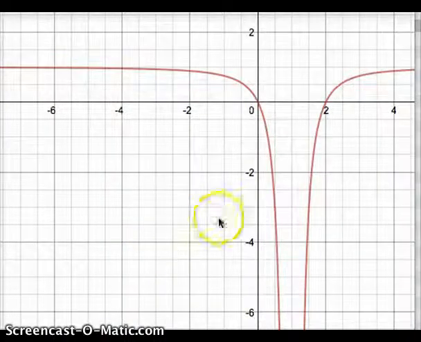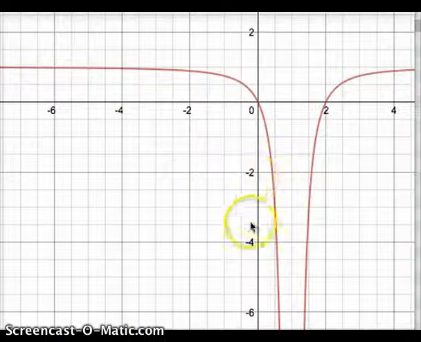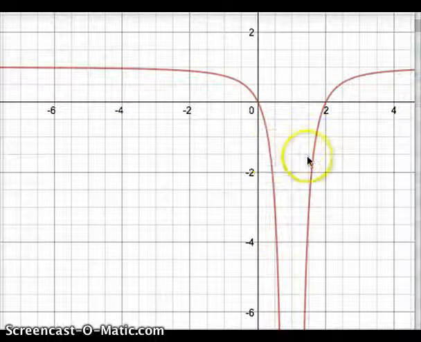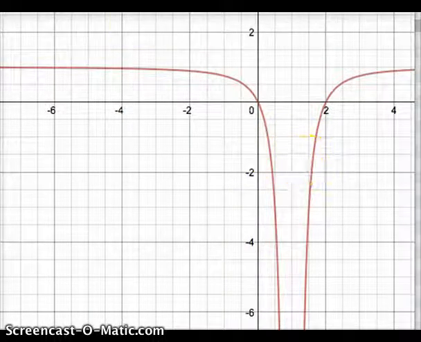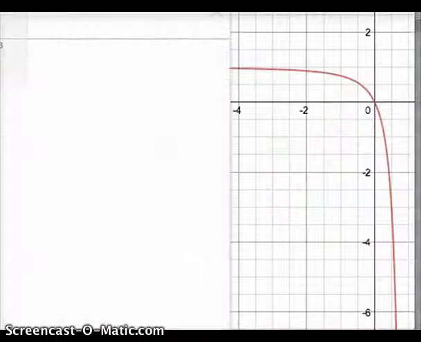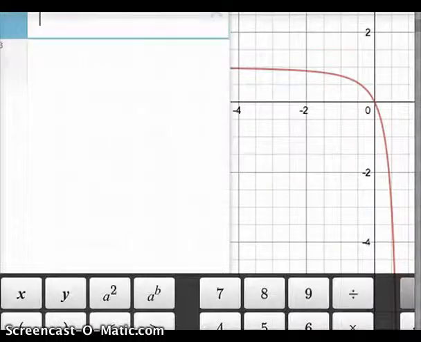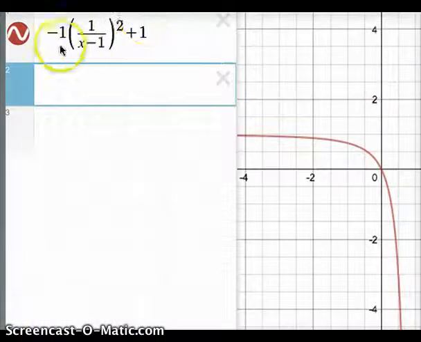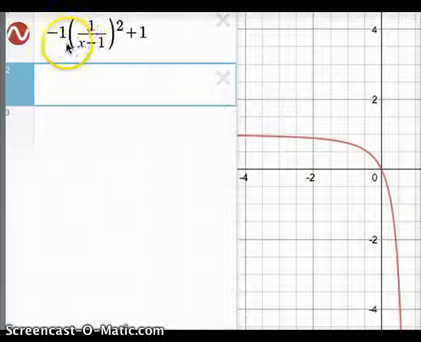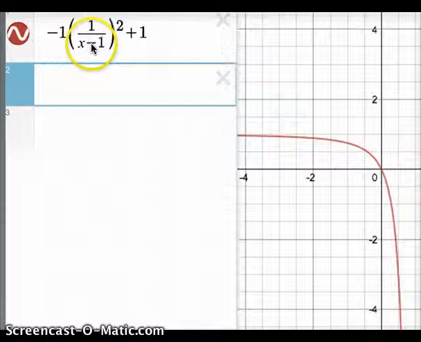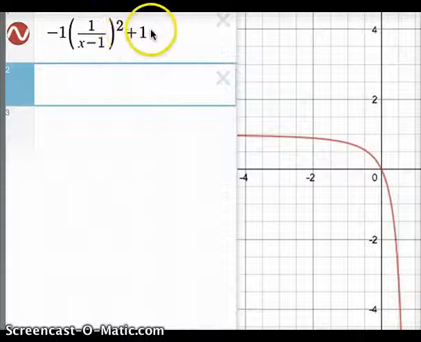Okay, so I put the equation into the Desmos calculator and it shows the exact same points that were on the graph shown. And for this equation, the rational function will be negative 1 because of the slope, and it will be 1 over x minus 1 because it went to the right 1, squared, and plus 1 because it went up 1. And that will be the function.